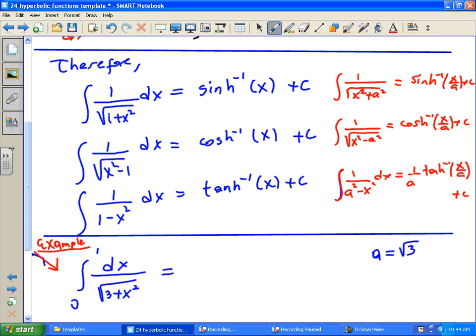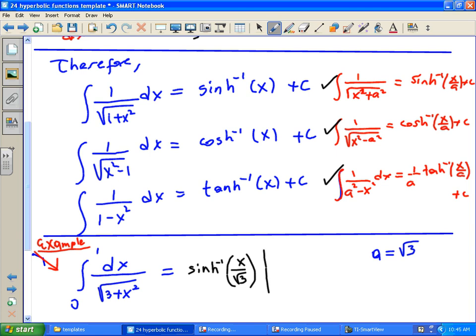And which of these three are you going to use? This, or that? Let's call them 1, 2, 3. Number 1, right? You have a sum of two squares, or we can regard it as a sum of two squares under a radical. So it's going to be the first formula. So tell me your antiderivative, please. Hyperbolic sine inverse of x over radical 3. Very good.